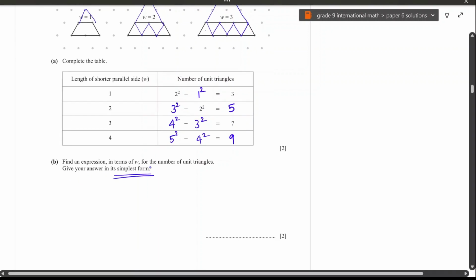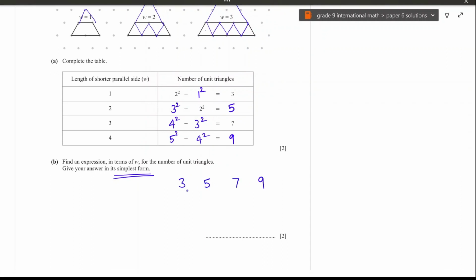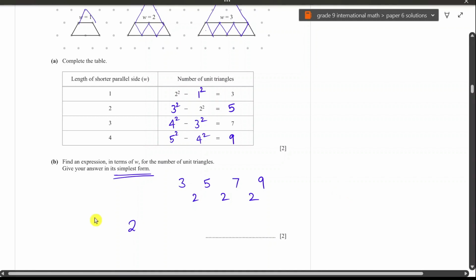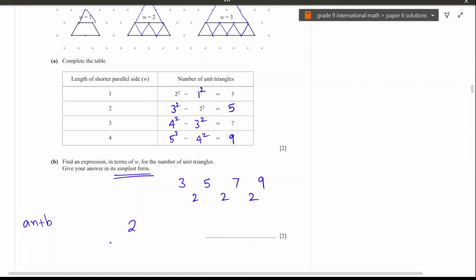So I can see the pattern over here. If I just write down, this is 3, 5, 7, 9. This is an arithmetic sequence. I can see the common difference is 2, 2, 2. So it is of the form an plus b. When I talk of an plus b, a is my difference. So here, in terms of w, it is 2w plus something.